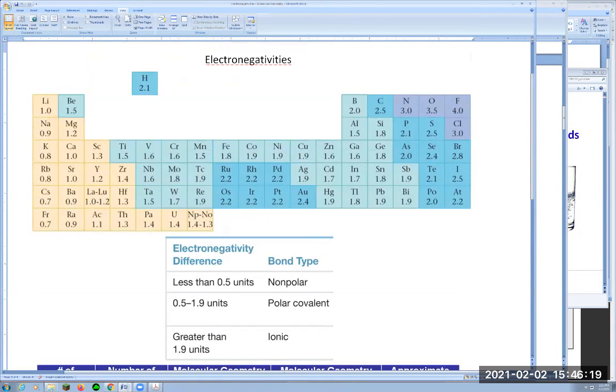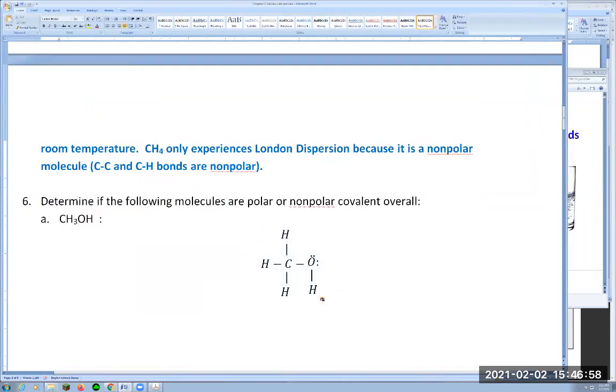Between carbon and hydrogen, 2.5 minus 2.1, that's a difference of 0.4, and that's considered non-polar. For the CO bond, we have 3.5 minus 2.5, that's 1.0. So that's polar. So the CO bond is polar. And then the OH bond, you do 3.5 minus 2.1, that's 1.4, and that's also polar. So we do have 2 polar bonds, the CO bond and the OH bond.